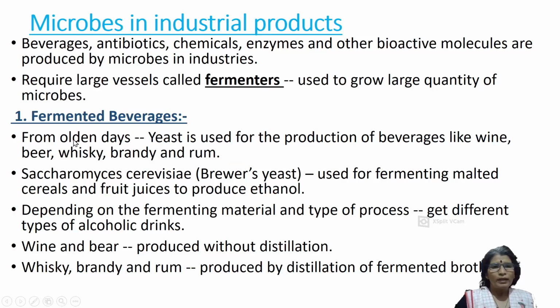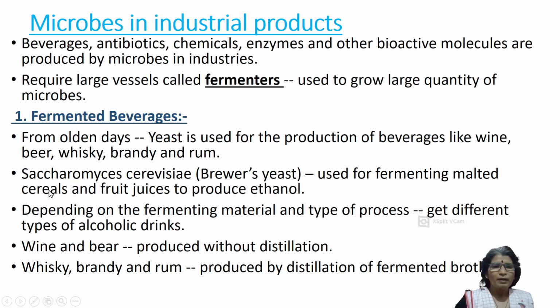Then, from olden days, yeast is generally used for the production of beverages like wine, beer, whiskey, brandy and rum. So what yeast is commonly used in the production of beverages? Saccharomyces cerevisiae. Already I taught you about this Saccharomyces cerevisiae. The common name is baker's yeast. But here one small different strain called brewer's yeast is used in the production of beverages. This yeast is used for fermenting malted cereals and fruit juices to produce ethanol.